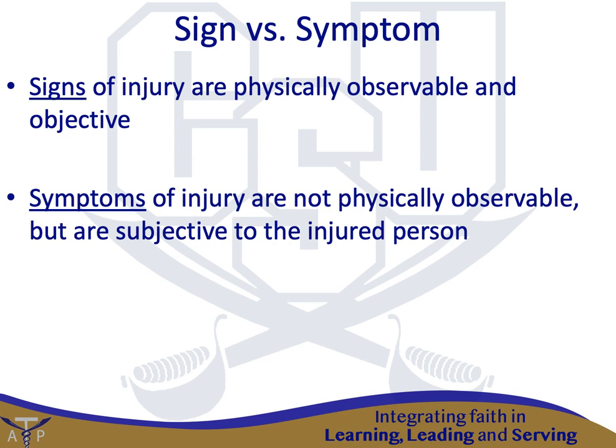Asymmetry, we can actually see that. Swelling, we can see that. Deformity, something that doesn't look the same from one side to the other. Redness and loss of function. Those are all very observable that we can see with our eyes.